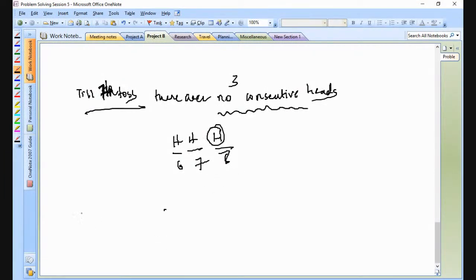Perfect. Now let's say till the 6th toss there are no 3 consecutive heads. Then how can it happen?